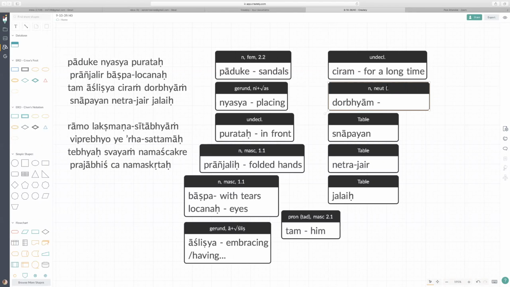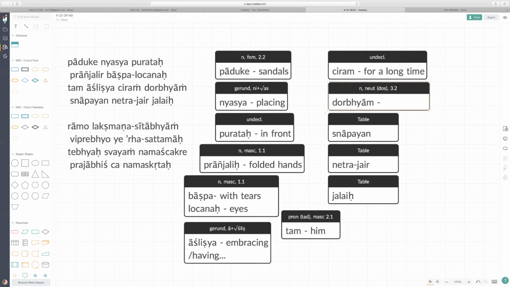Door, but actually it's DOS, you know, like the operating system in computers. The word is DOS. The S becomes Visarga, and then Visarga turns into R when you apply the ending onto it. So it becomes Dor Bhyam. And DOS means hand, yeah?